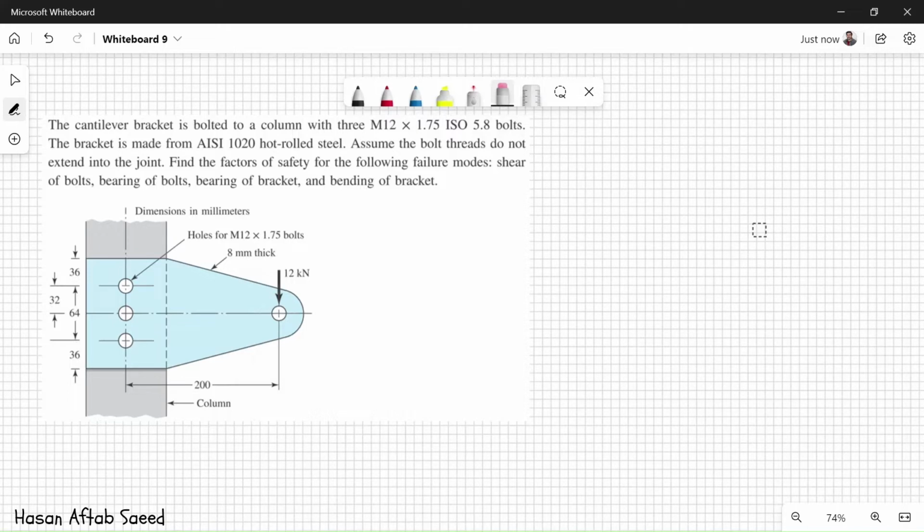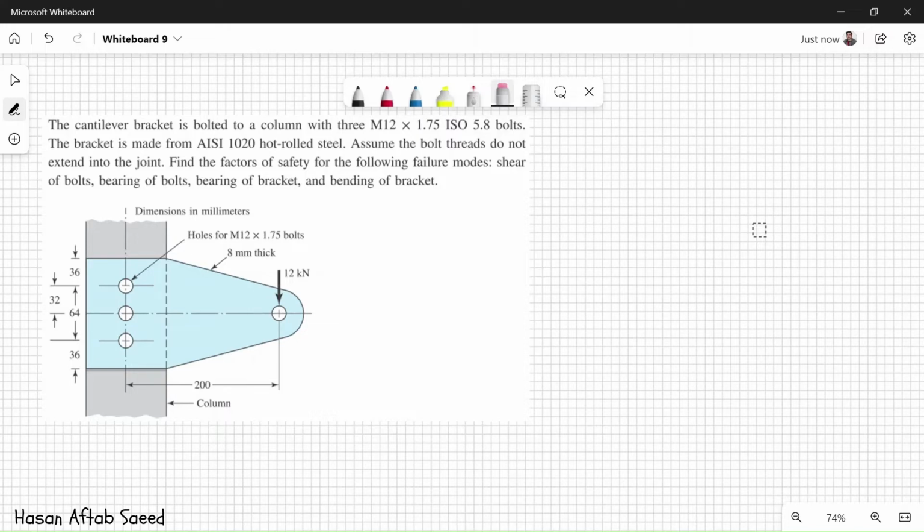As far as the bearing of bolts is concerned, as discussed earlier, whenever a joint fails as a result of bearing stress, most probably it is the member that fails, not the bolt, because the bolt is usually made of a much stronger material. But we'll take a look at the bearing of bolts as well.